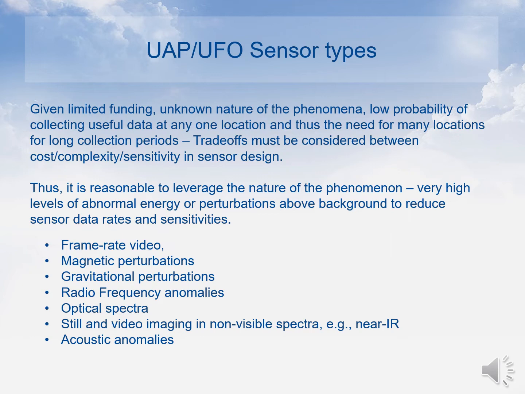Overall, then, the kinds of sensors we would want would, of course, be frame rate video. We want to be able to detect perturbations in magnetic and gravitational fields, see changes or emanations in the radio frequency spectrum. We might want to measure optical spectra, and we may want to also do still and video imaging in non-visible spectra, such as the near IR. In addition, we may want to listen for and record acoustic anomalies.